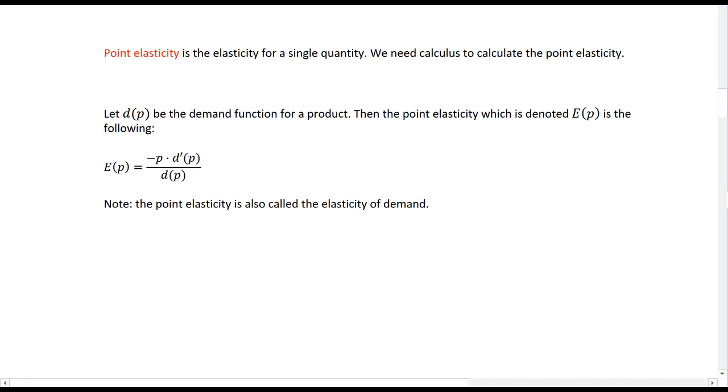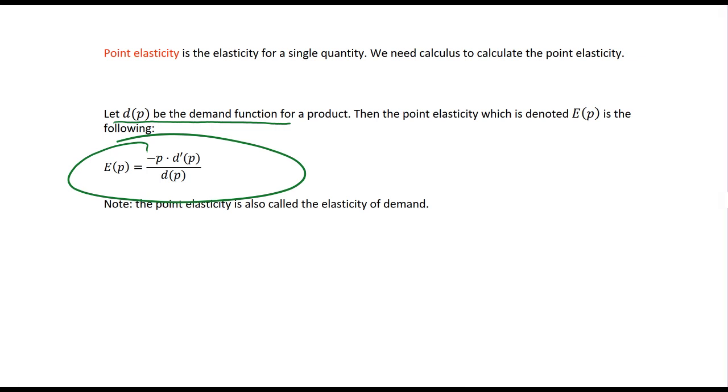So it turns out that if you take the limit of the arc elasticity, you're going to end up with the following formula. Before I do that, let D of p be your demand function. D of p means how many units you're going to sell at a given price. So if you know the demand function, then the point elasticity is the following formula. It is negative p times the derivative of that demand function, over the original demand function.